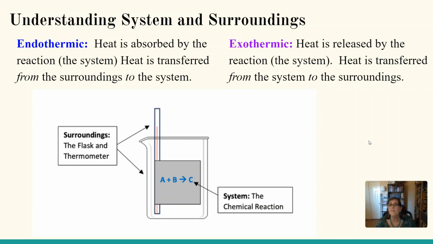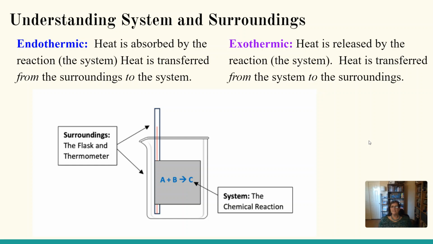Now, exothermic is the opposite. Heat is released by the reaction. It exits the reaction, which is the system. So heat is transferred from the reaction, which is the system, to the surroundings. So the surroundings heat up.